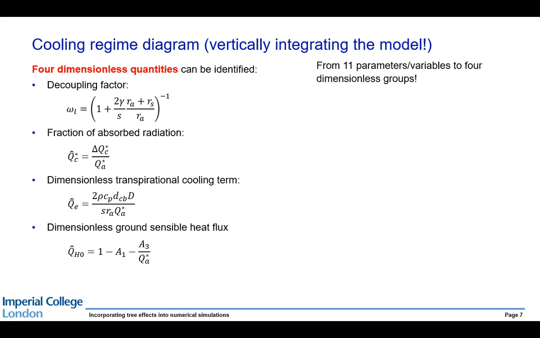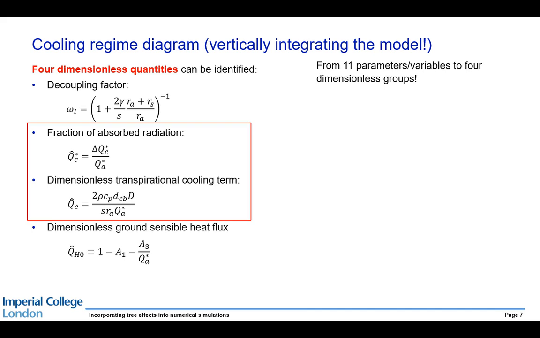Yeah, so the minimal tree model, which is 11 parameters, and that's a lot of parameters. So what you can do is, if you try and reduce it down, you can actually achieve 4 dimensionless parameters that is a lot easier to handle. So you can see here that these are the 4 parameters that Maarten and Tom got to when they did their redimensioning of the problem. And they have the decoupling factor, which basically describes the importance of atmospheric factors versus the surface properties of the leaves. And then we have 4 fluxes effectively. So we've got a radiative term, a transpirative term, and then a ground heat flux.